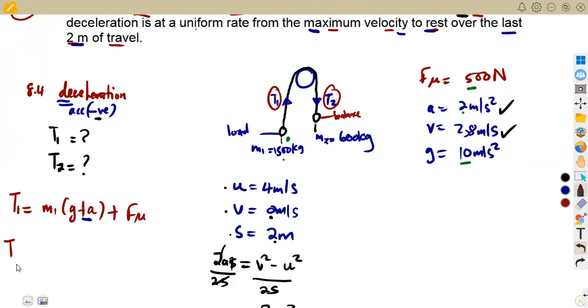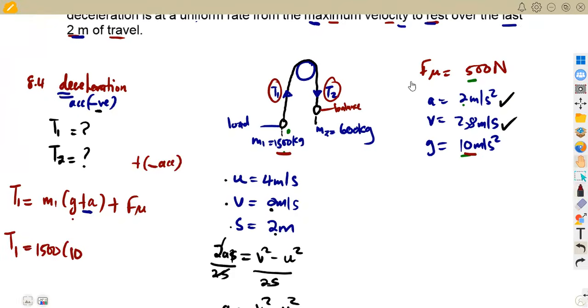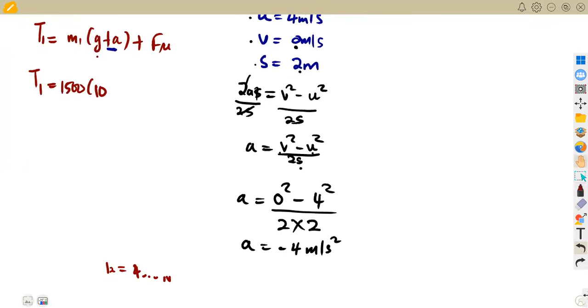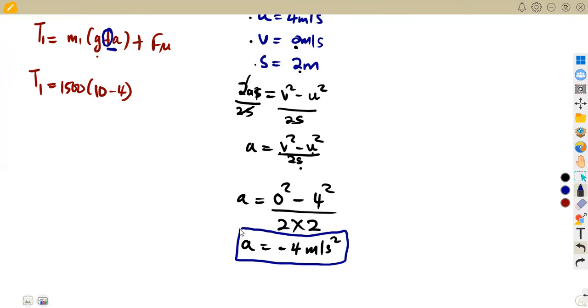So we are going to have our T1, the tension, as before, which is M1, 1,500 into G plus A. Our gravitational acceleration is 10. But the acceleration now is negative. So it is going to be plus then a minus of that acceleration. Plus and minus gives us a negative. We are already having this as a negative, meaning we are going to obtain a minus at the end. So that's why we are saying for a deceleration, this is going to be a minus. It's not to say it's a minus, but it's because of the acceleration that is there, it's negative. So if you just substitute that as a negative, you still get the same answer.